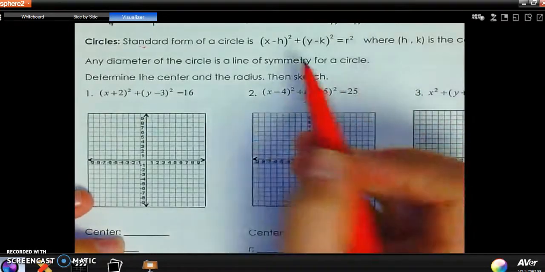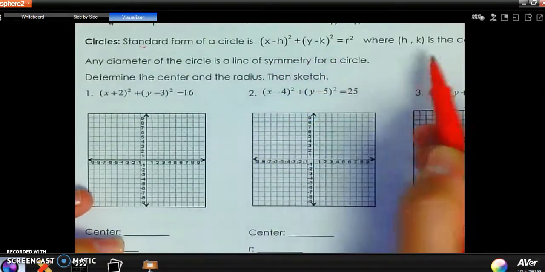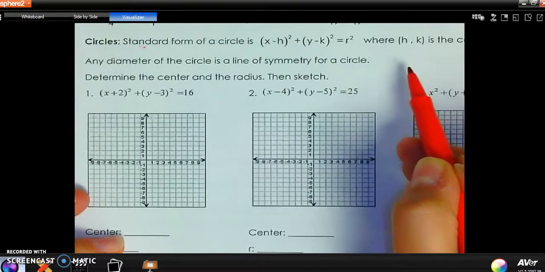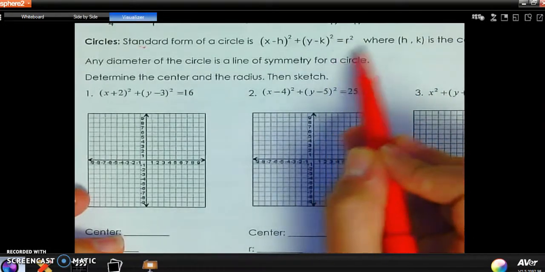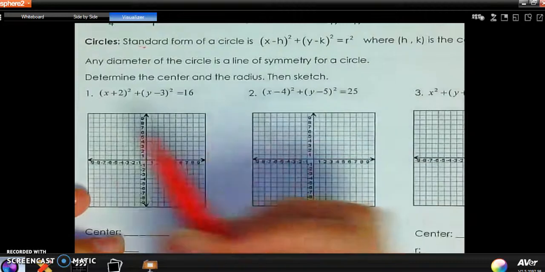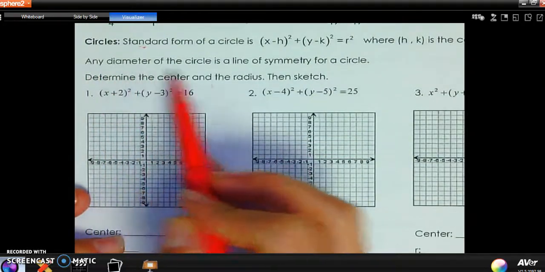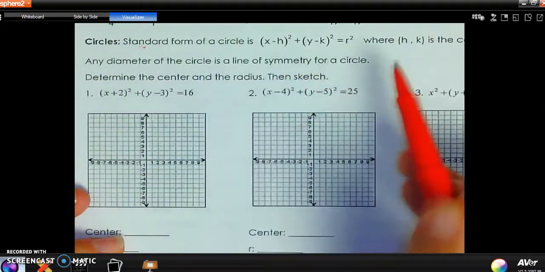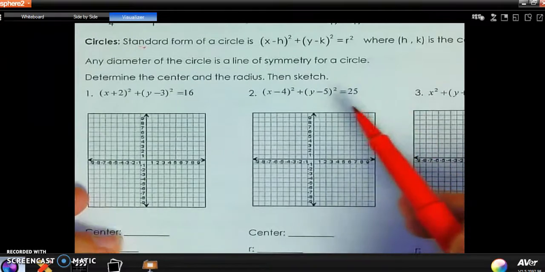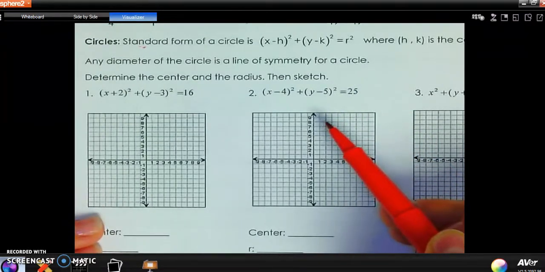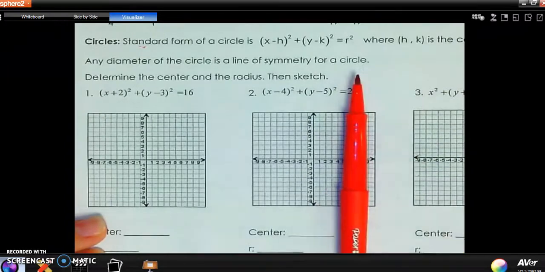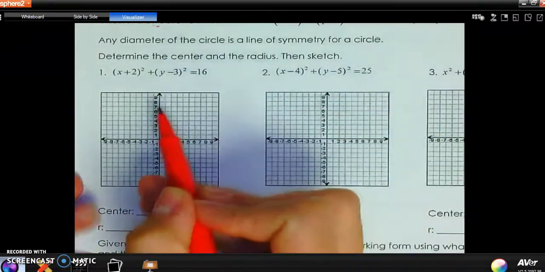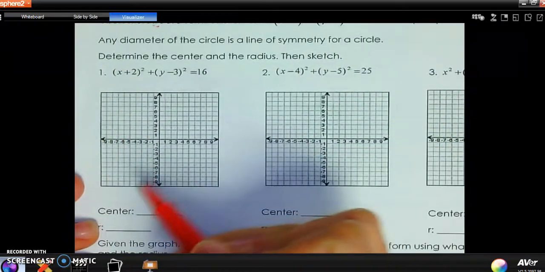So again, just a reminder where it kind of gives you that standard form of the circle, and it reminds you that your center is at (h, k) and that you have to take the square root of that number to get your radius. Any diameter of the circle is a line of symmetry. That's going to be important. Star that because that's going to be a test question. So you need to know that anything that kind of cuts the circle in half is going to be a symmetry.